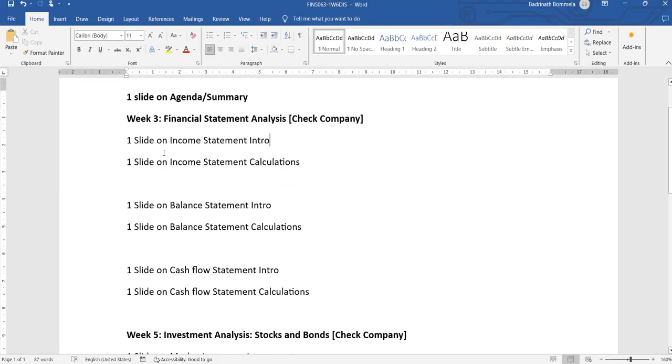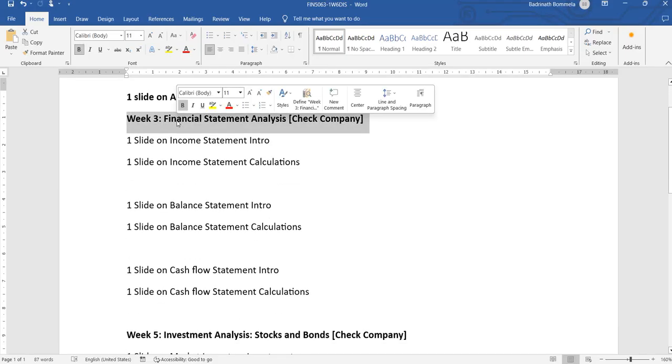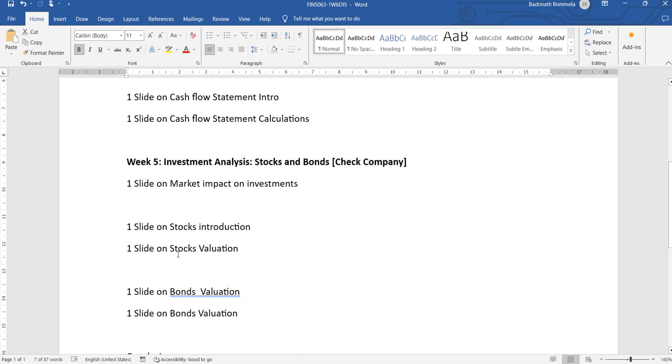So the first, week three work, consists of financial statement analysis that includes income statement analysis, balance sheet analysis, and cash flow statement analysis. Then in week five, we worked on evaluating values of stocks and bonds.